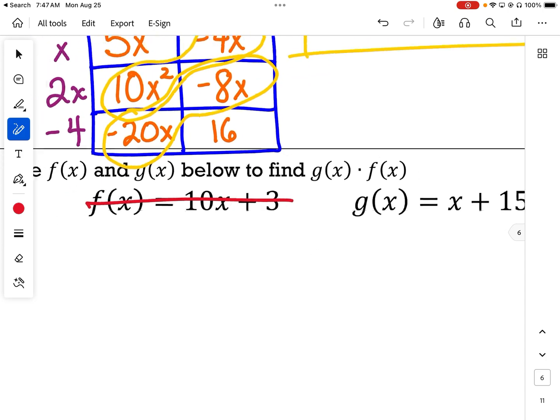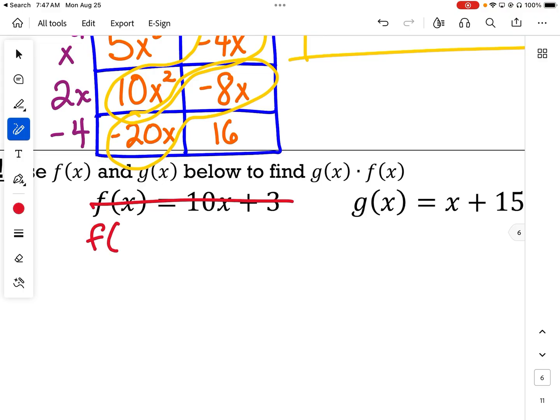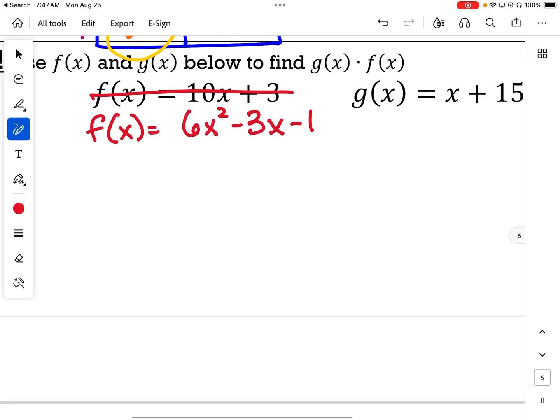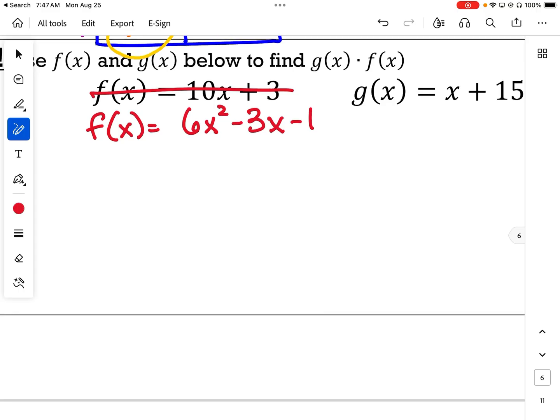Okay, let's do the last one. But I'm going to change something because these aren't hard enough for you. Okay. F of x equals 6x squared minus 3x minus 1.